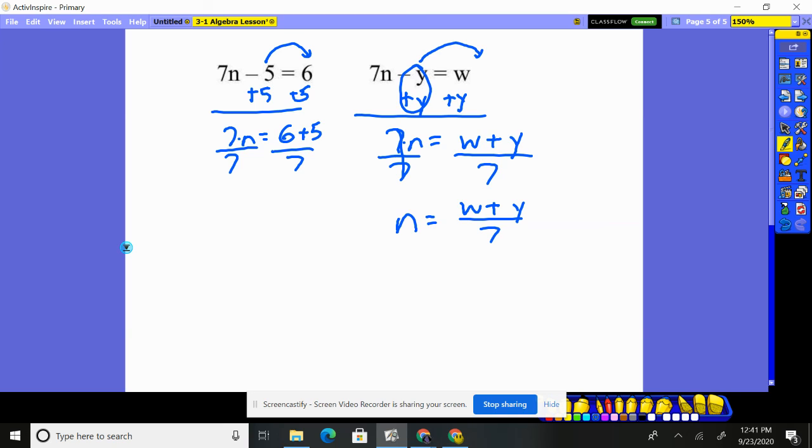Solving for a variable, even though the other pieces are variables, no big deal. The key is to get your variable that you want, which in this case is n, by itself. Move everybody over to the other side. And then if you have to, in the final step, like we did here, divide by whatever number's in front of the variable.